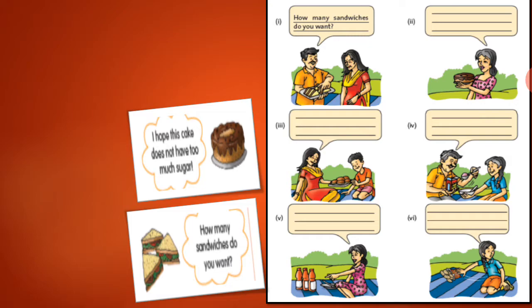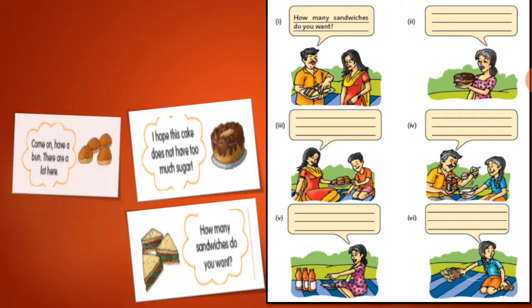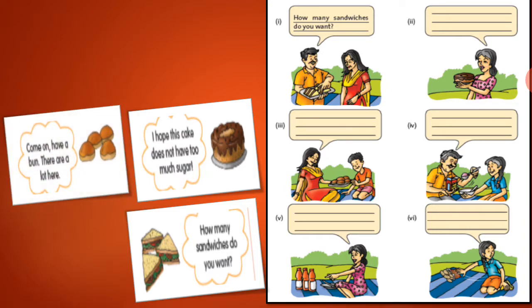Then the third one, buns are there. A lady is offering buns to a boy. Come on, have a bun. There are a lot here. There are a lot. So this will come in the third. There are a lot is for much quantity, काफ़ी ज़्यादा क्वांटिटी के लिए.